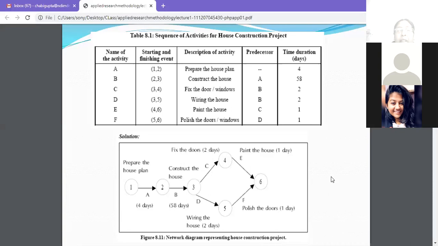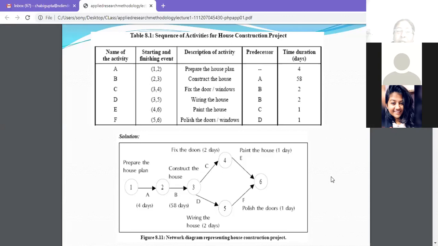Predecessor means what is coming before that activity. So prepare the house plan is the first activity, because it has no predecessor. That means you first prepare the house plan, then you will construct the house. Then you will fix the doors and windows and wire the house. That you will do in parallel because the predecessor is B. Then you will paint the house, and last you will polish the doors and windows.